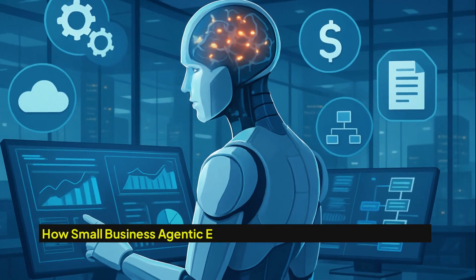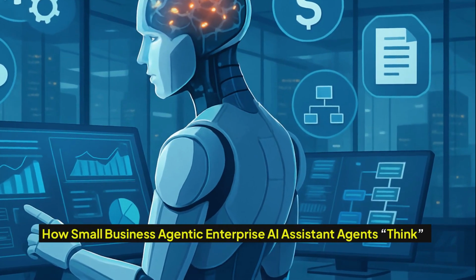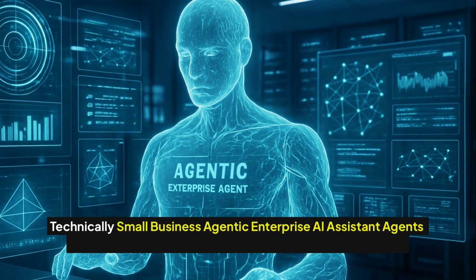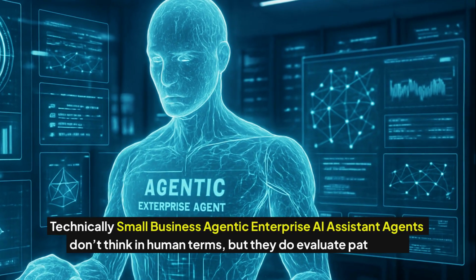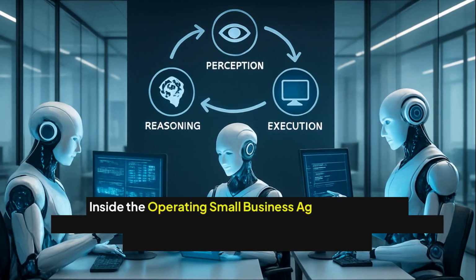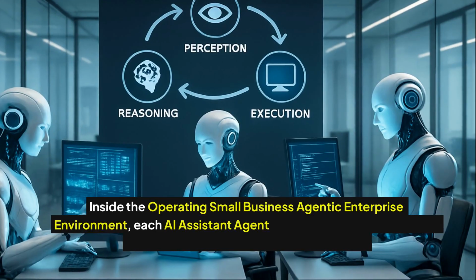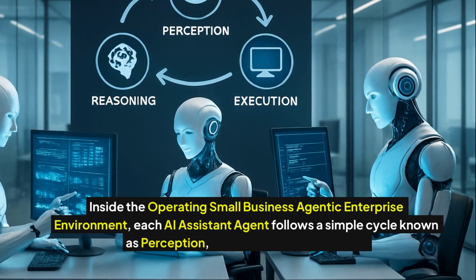How small business agentic enterprise AI assistant agents think. Technically, small business agentic enterprise AI assistant agents don't think in human terms, but they do evaluate patterns. Inside the operating small business agentic enterprise environment, each AI assistant agent follows a simple cycle known as perception, reasoning, and execution.